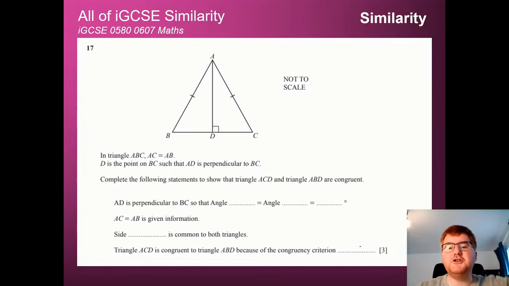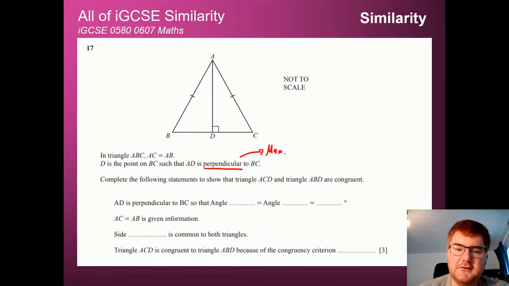Okay, on to our next question. Again, similar structured question. You can see these come up fairly often. So in triangle ABC, AC is equal to AB. Yep, they've been given these lines here to indicate they're the same. D is the point on BC such that AD is perpendicular. That's the important word. That means they meet at 90 degrees.